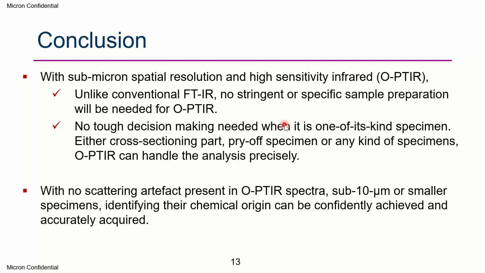Whereas for OPTIR, with a small spot size and direct, no-contact analysis, it can identify particles of only 10 micron or even smaller. As long as they are bigger than 500 nanometer, you can know the chemical origin. You are very confident. You saw just now the spectrum is very, very strong, real and solid. It did not look like a scattering artifact. And it's very easy to do the database checking. That's all of my presentation. Thank you.